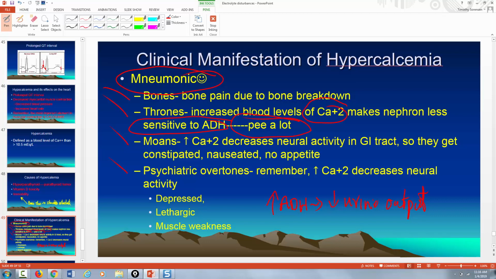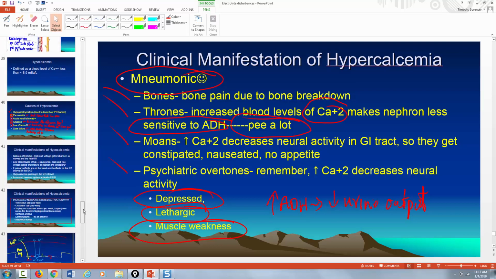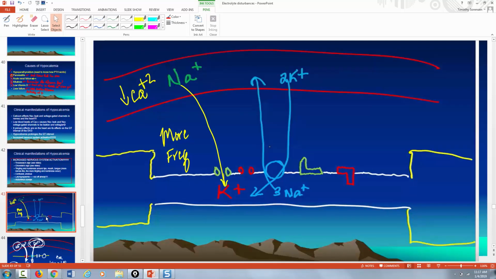Now, these psychiatric overtones, the classic ones are being depressed, lethargic, and muscle weakness. Let's go back to the neuron and the heart. What did low levels of calcium do to neural activity, or the amount of sodium leaking in? Low levels of calcium make the nerves leakier to sodium. And the more sodium leaks in, the more frequently they fire.